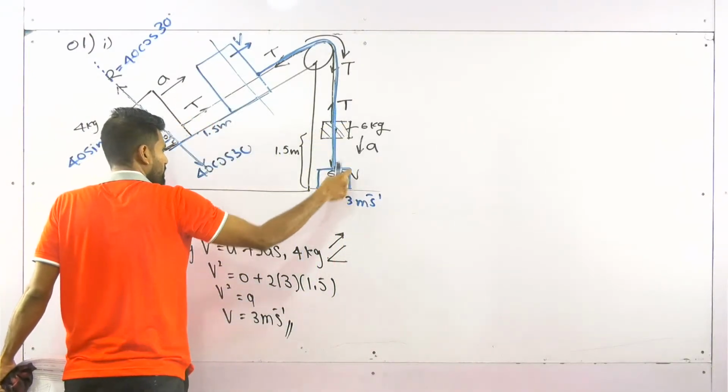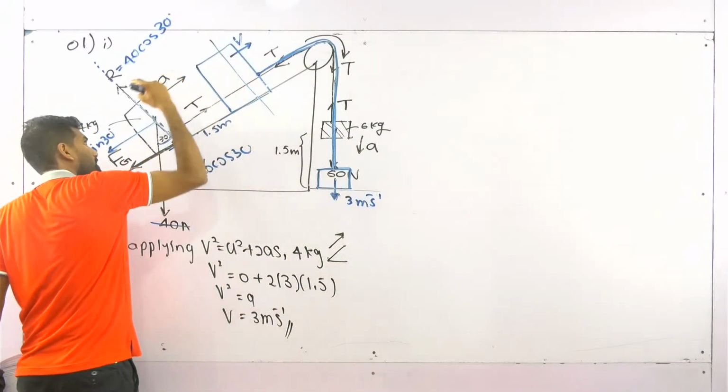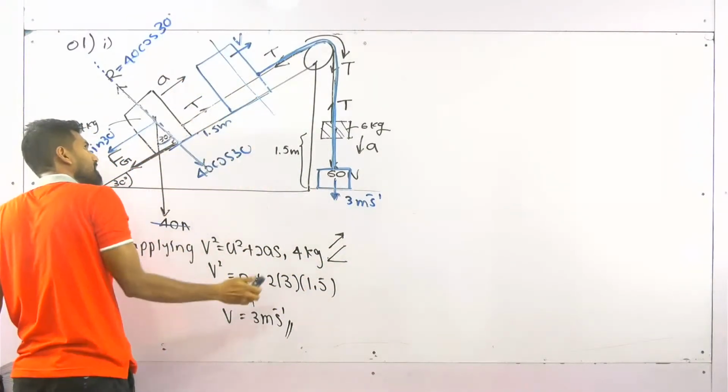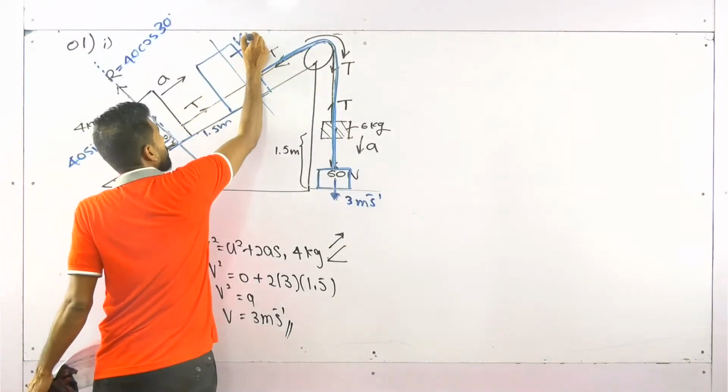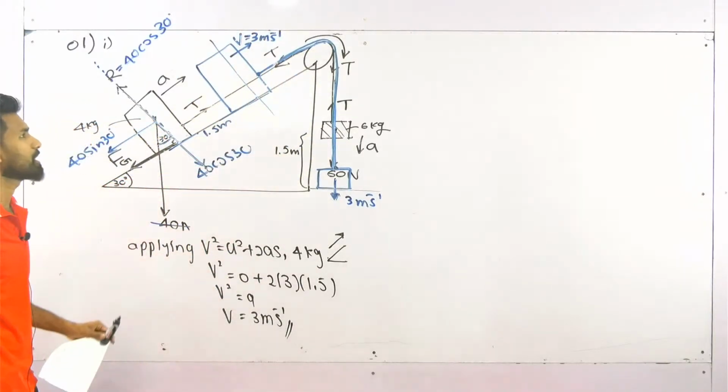This hits the ground with the common acceleration, gaining a velocity, the same common acceleration. So same 1.5 meter distance. This will also gain a velocity value 3.